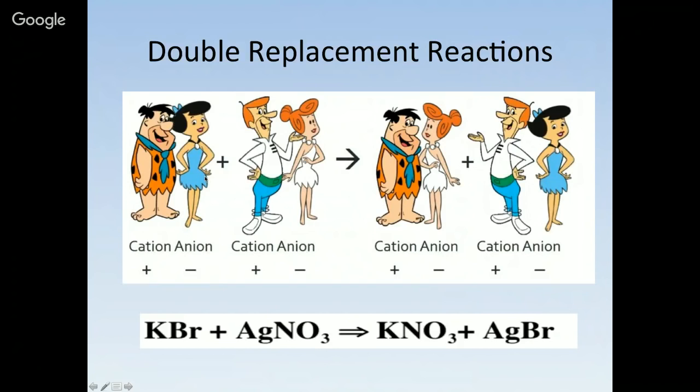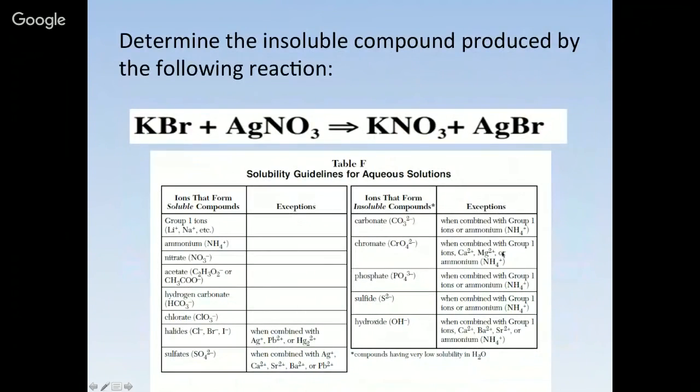So now you want to be able to recognize these double replacement reactions. You want to be able to look at it and say, oh yep, definitely double replacement. K was over here with Br, now K is over here with NO3. But you also want to be able to predict if the products are going to be soluble or not. A very common question in a double replacement, especially in a Part 2, would be to look and see if the compounds produced are insoluble or not. So I'll give you a moment. Take a look at this question. It says, determine the insoluble compound produced by the following reaction. Take a moment. I put reference Table F up here as well. Remember, Table F is really good for predicting insoluble and soluble compounds.